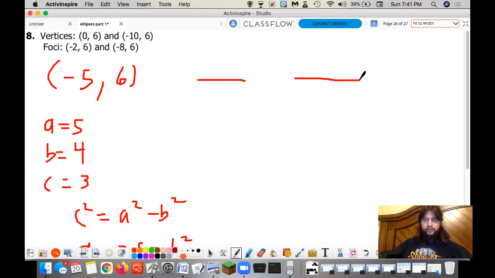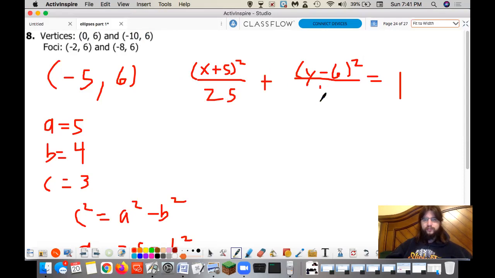So if they do give us the foci, it takes a little bit of work, but not that much. So the major axis is x, and that's going to be a 25. That's going to be a 16. A squared, b squared.